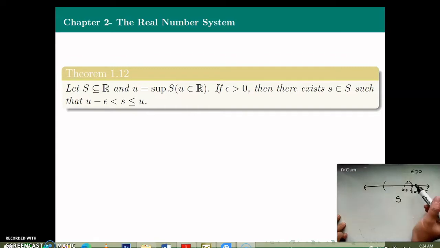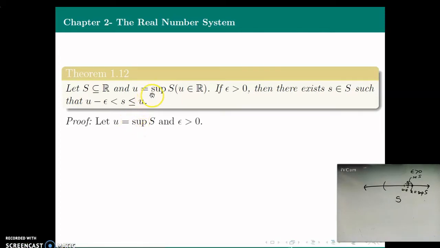So as you can see here, because we have here u minus epsilon, there exists an element of S, say s, in which s is greater than u minus epsilon, but less than or equal to u. And let's have here the proof.